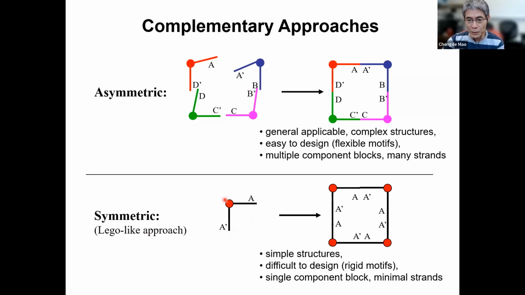Another approach, I call the symmetric approach. You make one building block, and you make this angle precisely a 90-degree angle. And this end can interact with this one in the solution. Four of these can assemble together into a square. Now, the trick for this symmetric approach is that you need to precisely control this 90-degree angle. These two approaches have advantages and disadvantages.